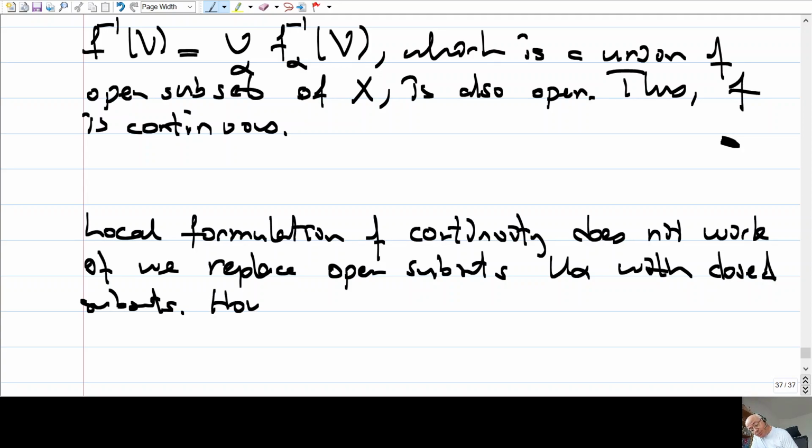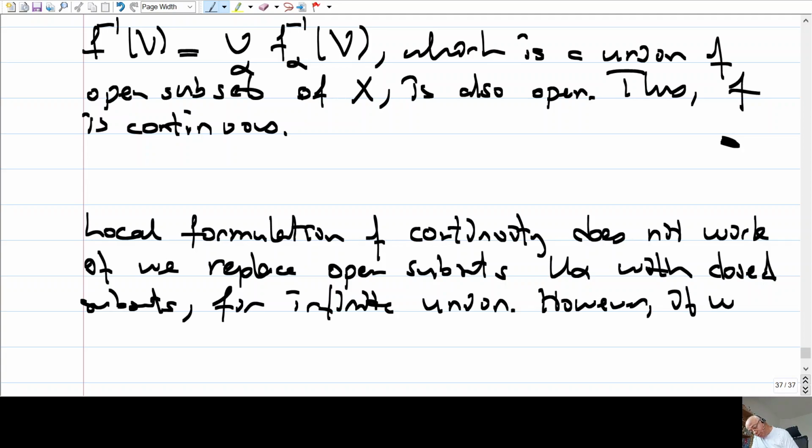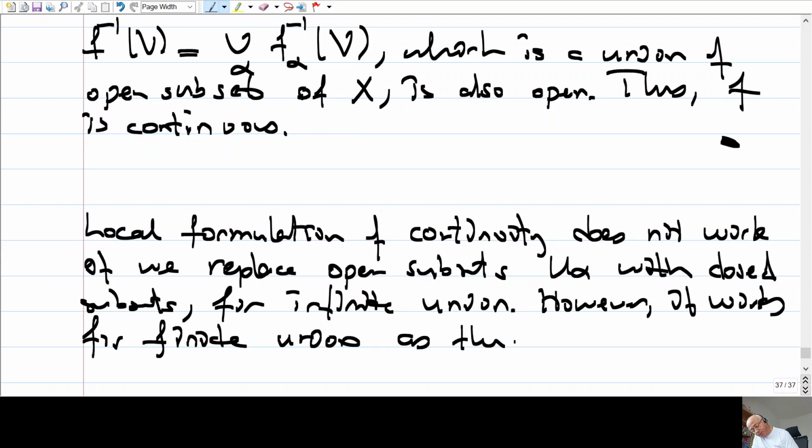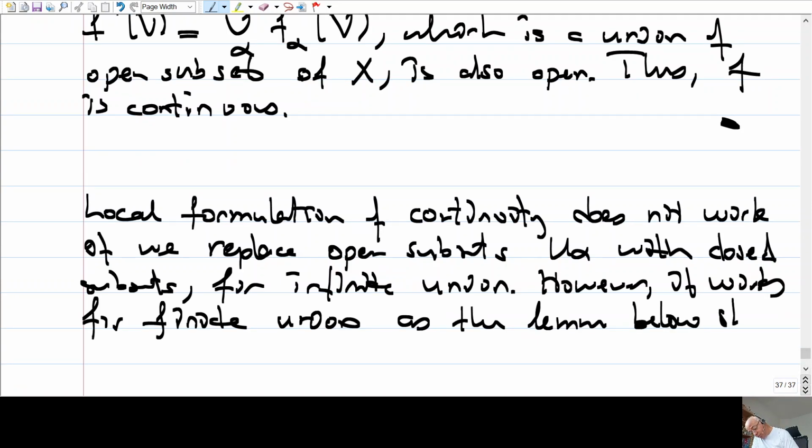However, for infinite unions, şöyle yazayım. However, it works for finite unions as the lemma below shows.